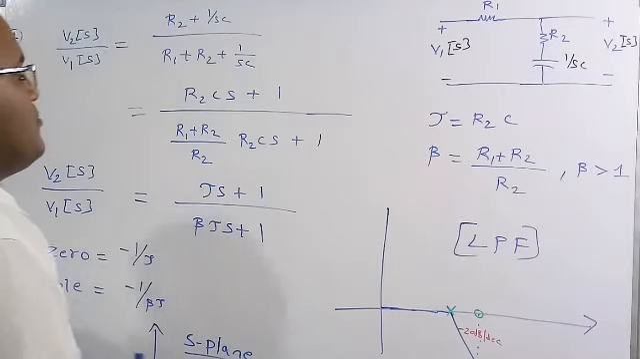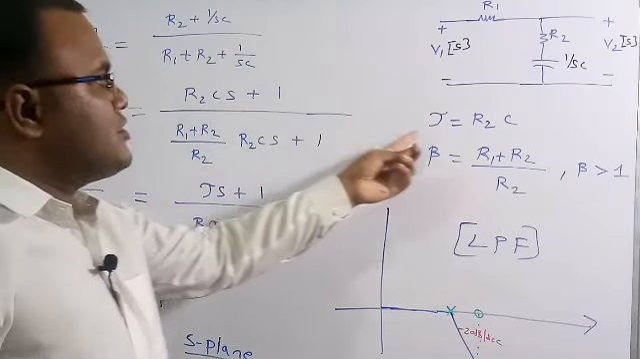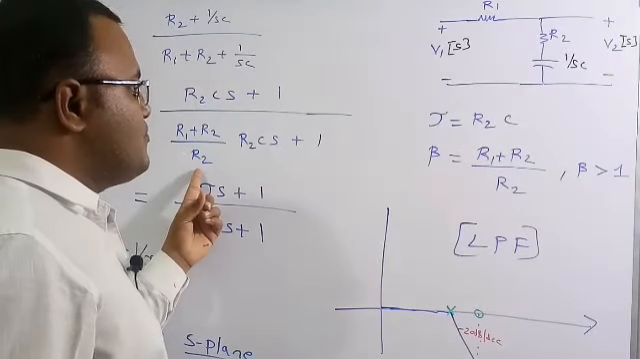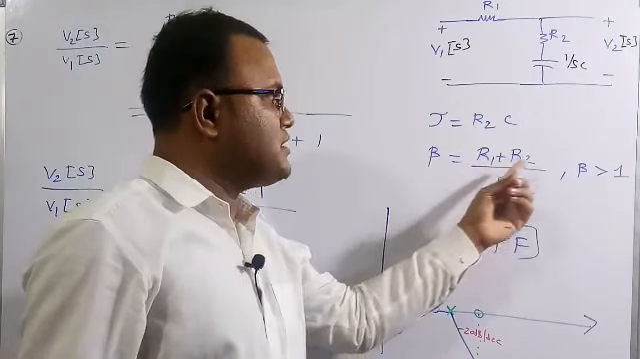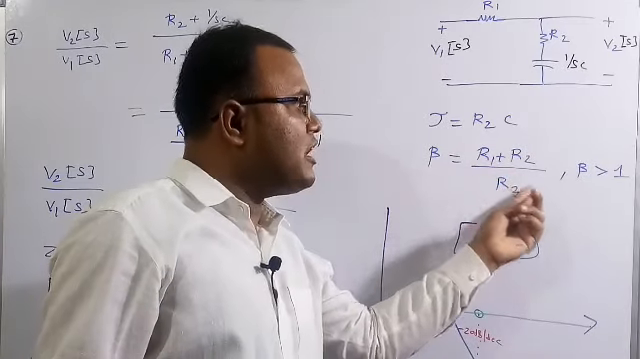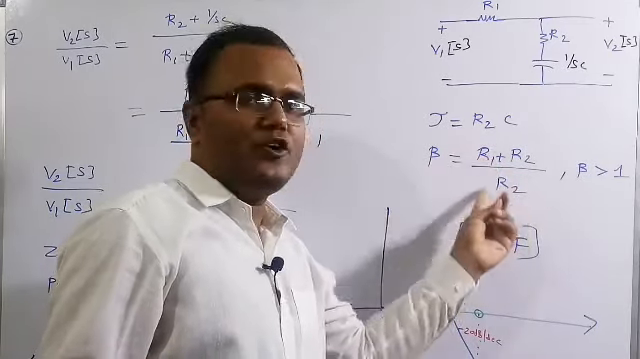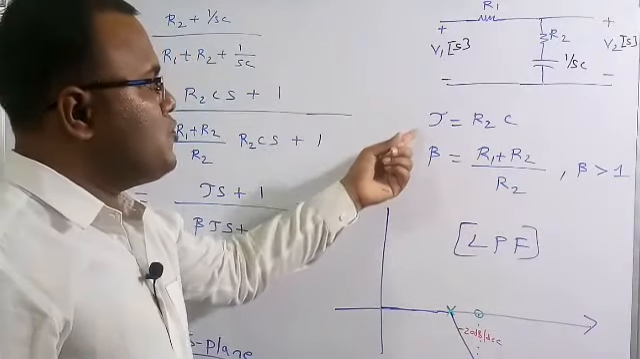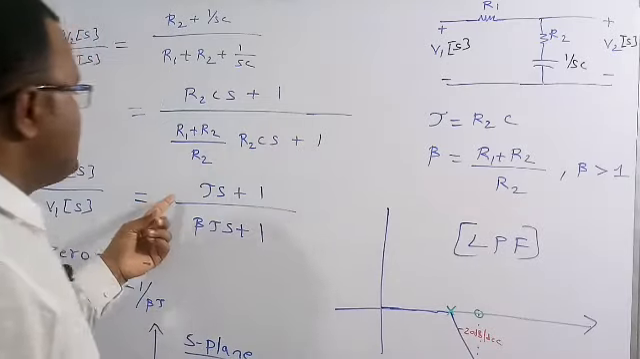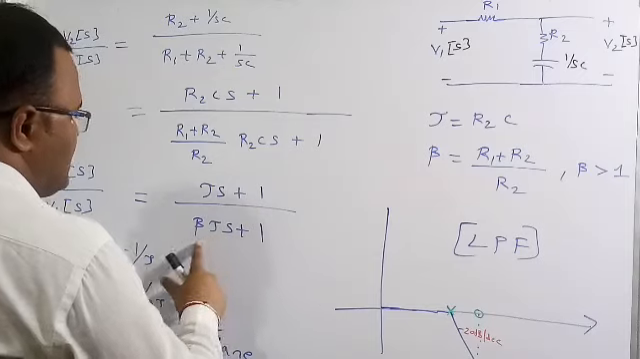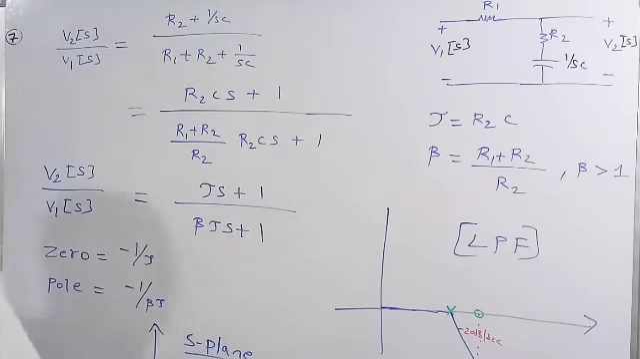See, let me assume tau is equal to R2 C and beta is equal to R1 plus R2 by R2. See here, the numerator is R1 plus R2 and the denominator is only R2. So the numerator is greater than the denominator. Therefore beta is always greater than 1. So I am going to keep tau and beta in this expression. Finally I will get V2 of s by V1 of s is equal to tau s plus 1 by beta tau s plus 1. So this is the transfer function of this network.